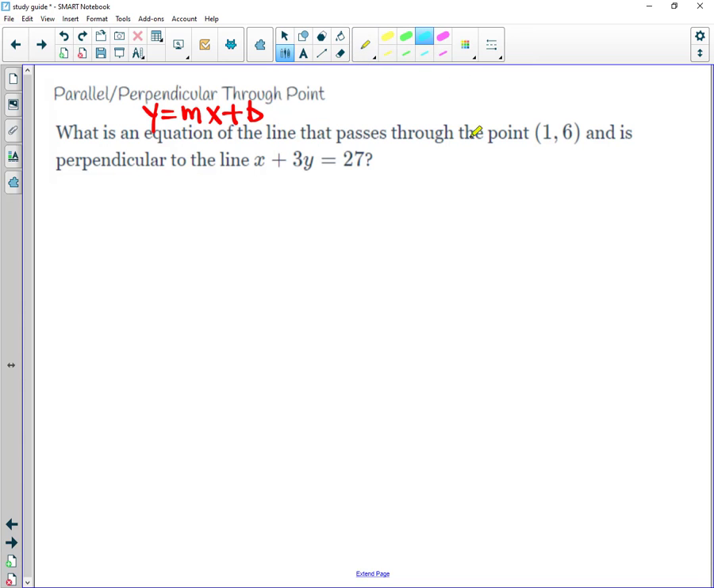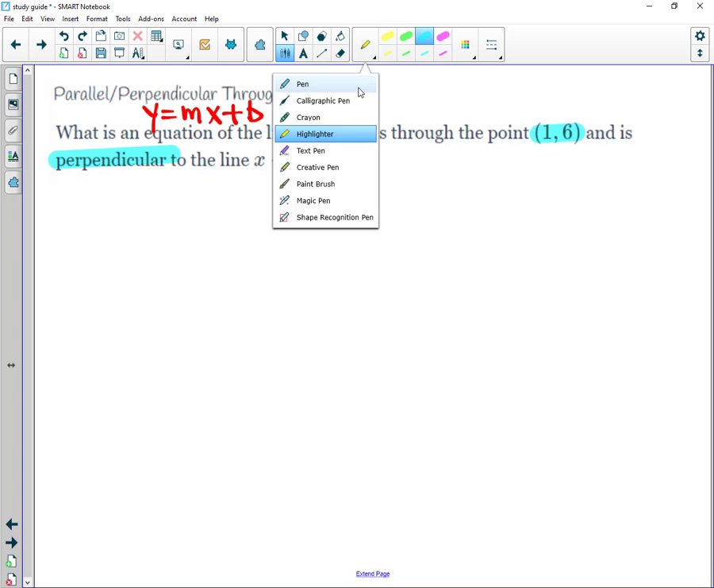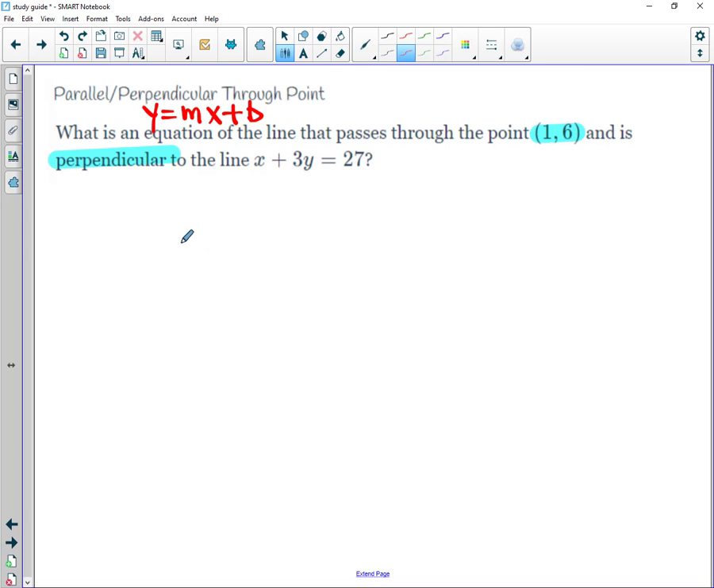Continuing on, they give us this point right here, the point (1, 6), and we'll use that in a bit. But they change it and say that it has to be perpendicular. Perpendicular is a little bit harder than parallel because you actually have to do things. So first of all, let's go ahead and write this down.